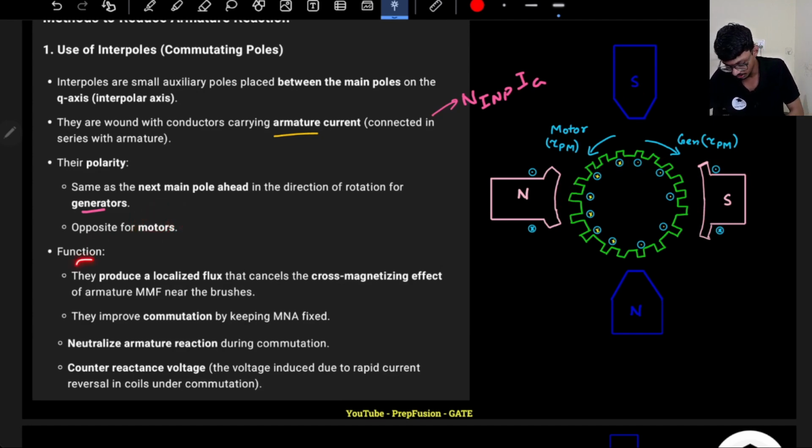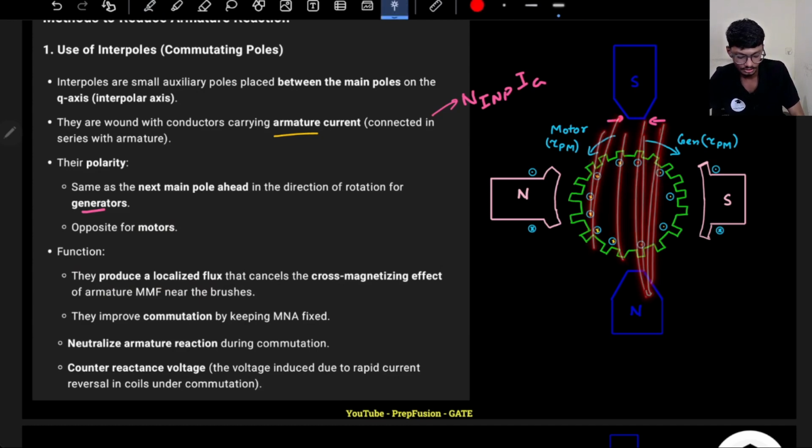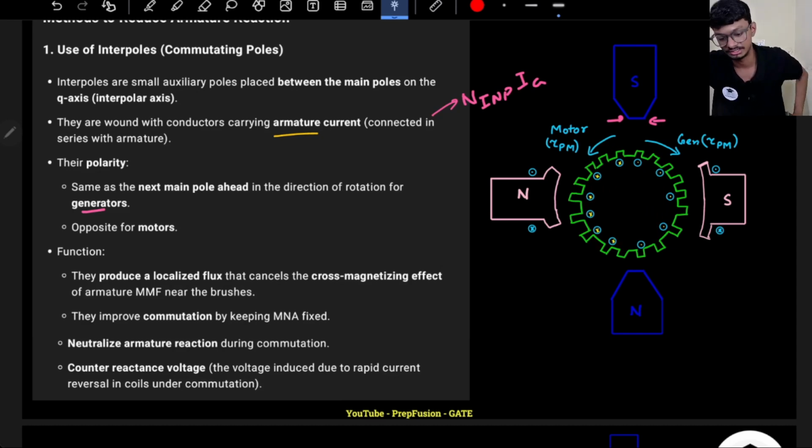Function: they produce a localized flux. Why localized? Because if you see, the pole tip is very thin. So it's not like they will produce flux throughout. No, they are there for a purpose. They are there to cancel out the flux in the q axis, because the q axis is the axis where the armature flux is present.